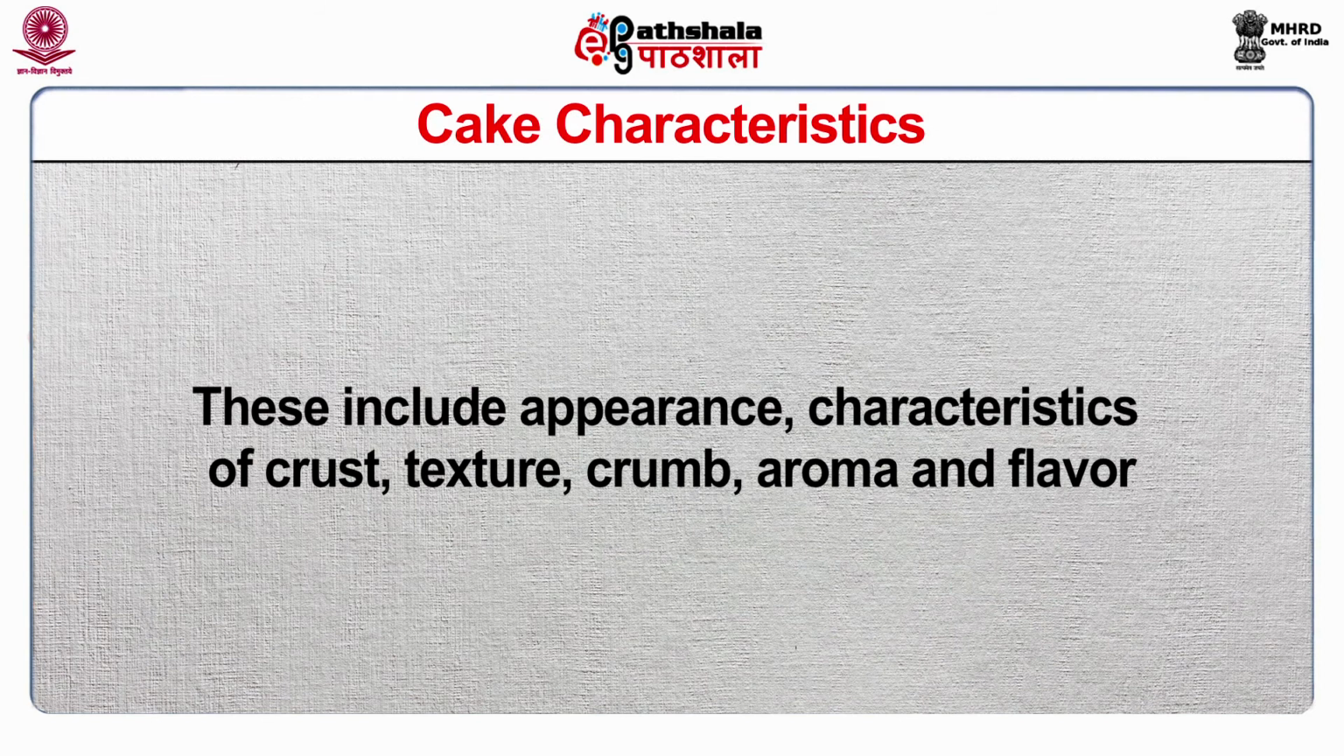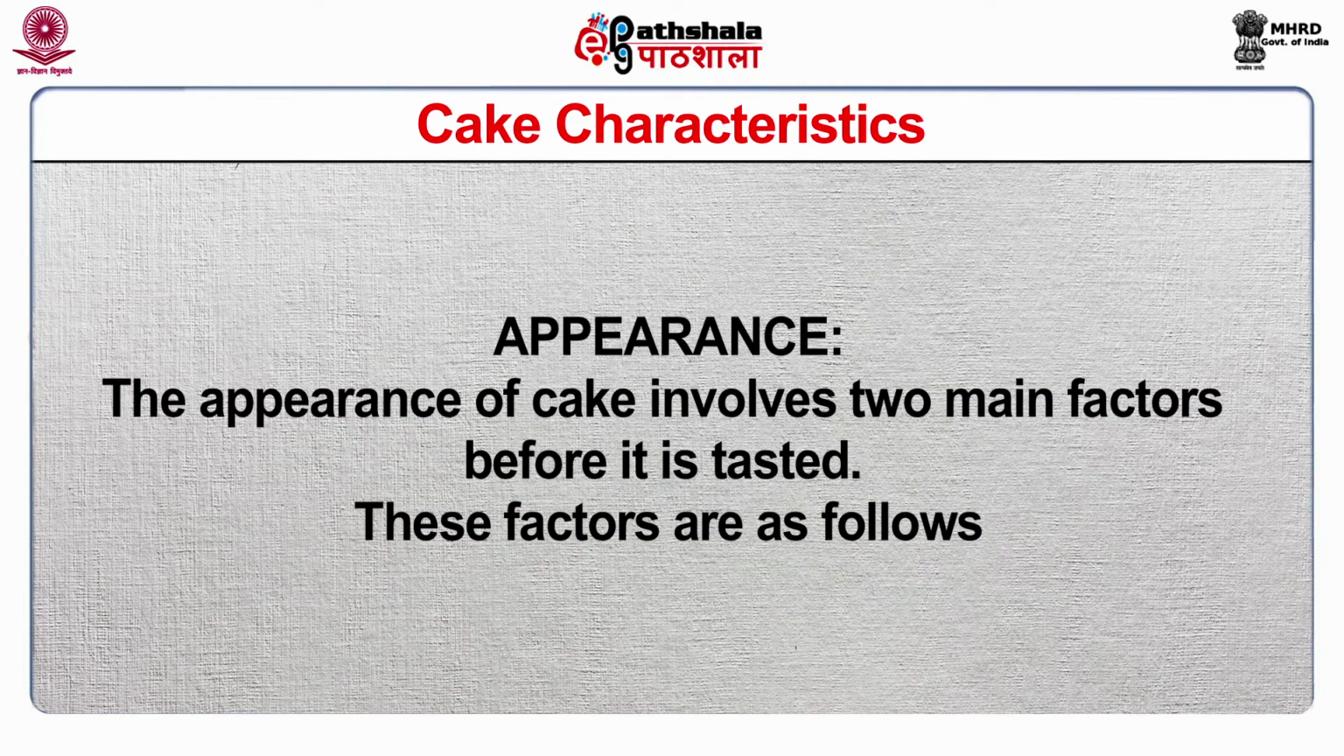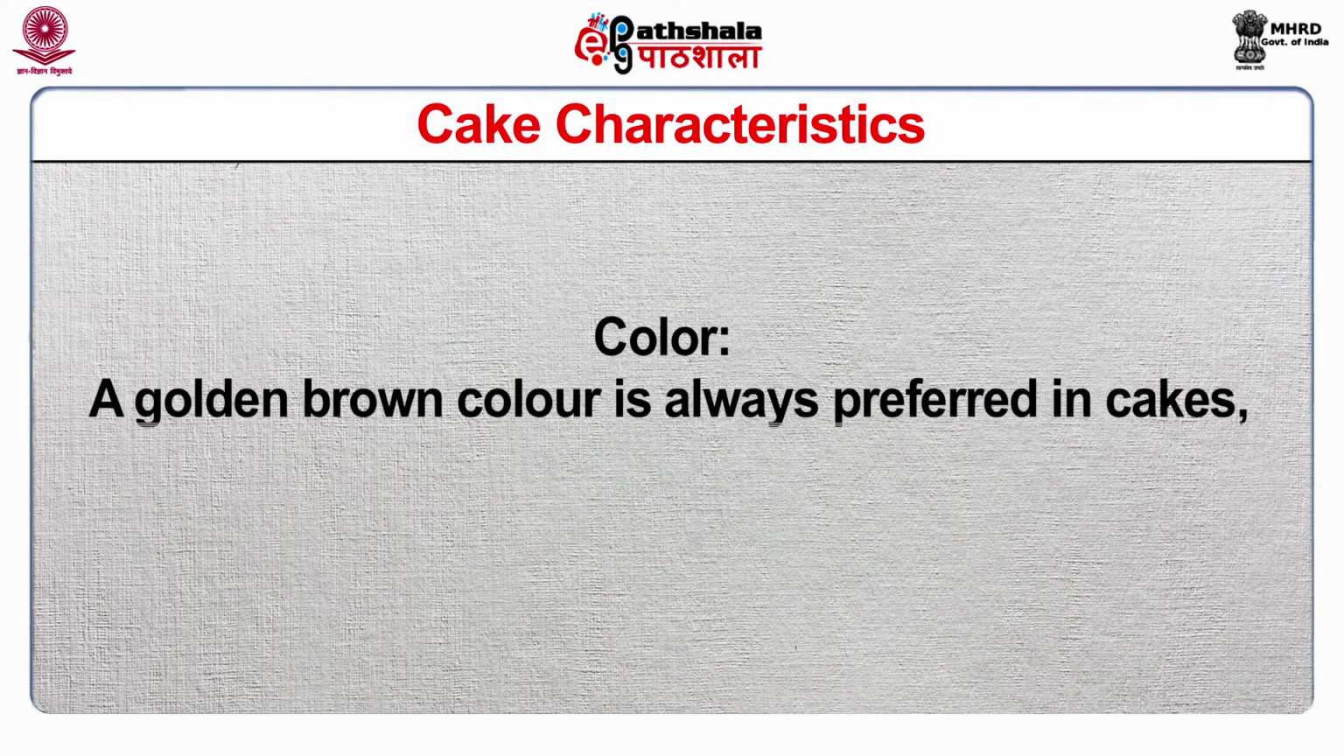These include appearance, characteristics of crust, texture, crumb, aroma and flavor. First, we discuss the appearance. The appearance of cake involves two main factors before it is tasted. These factors are as follows. The first one is color.